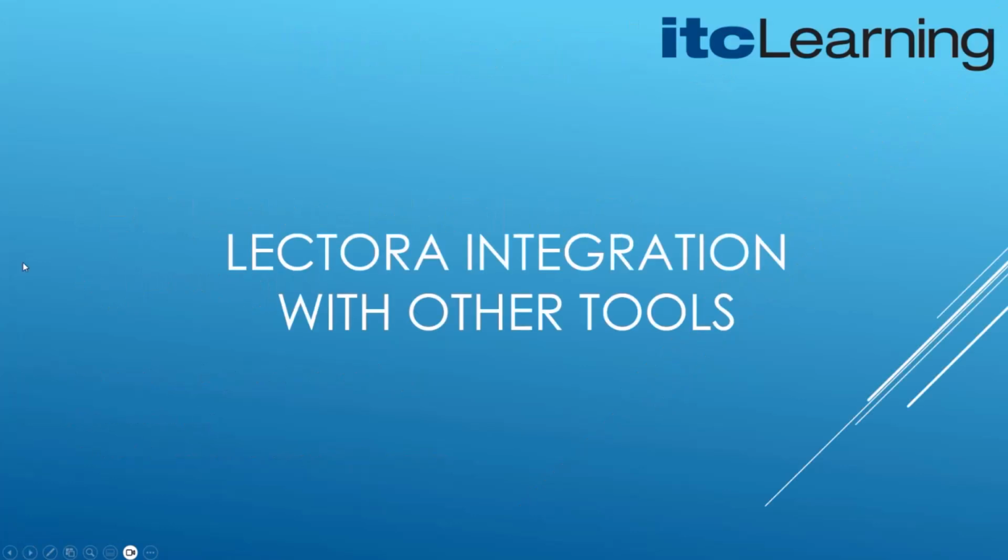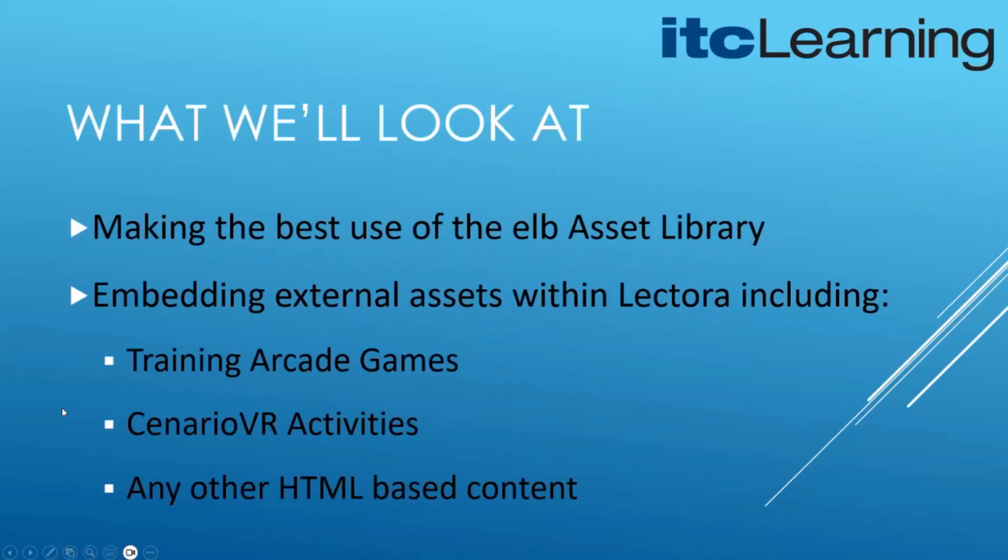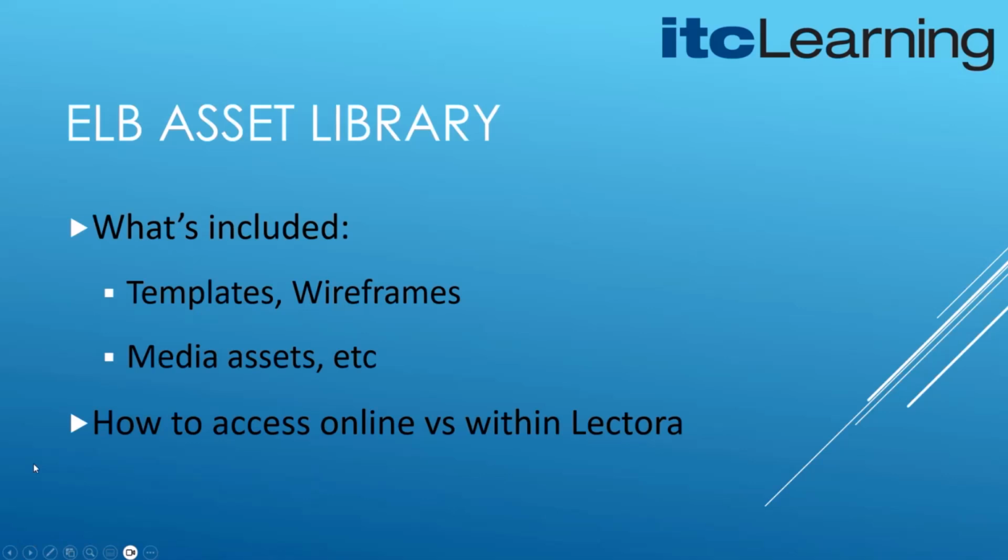The main thing for today is Lectora integrating with other tools. First thing I'll look at is the asset library and some of the stuff you can use in there, but then also embedding other tools and other activities within your Lectora as well. I've got a bit of an agenda there: making the best use of the asset library, what's in there, how you can get to it, what you can use, and then a little bit more about embedding different types of things, both included in the ELB family, as well as external stuff and how that all works for you. So we'll jump straight in, starting off with the asset library.